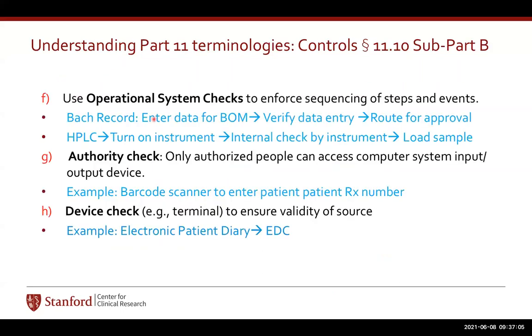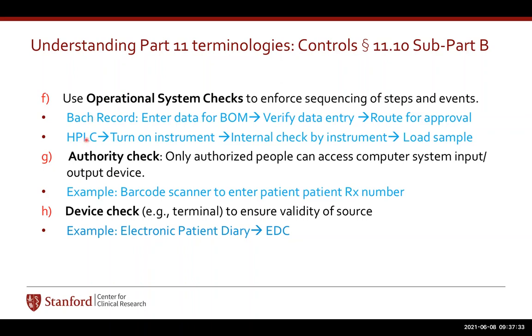Okay, I'll go over all these operational system checks. Again, I'll provide an example: in manufacturing operations, you are creating a bill of materials. That is one of the important things. Then you put that in the electronic system, enter the data, and then route it for approval. So your batch record is ready to be executed.